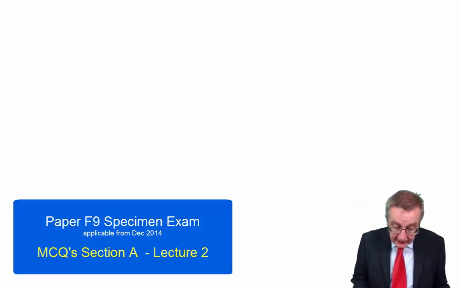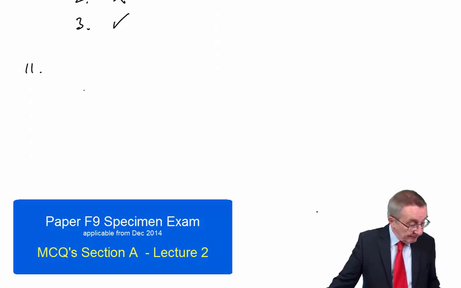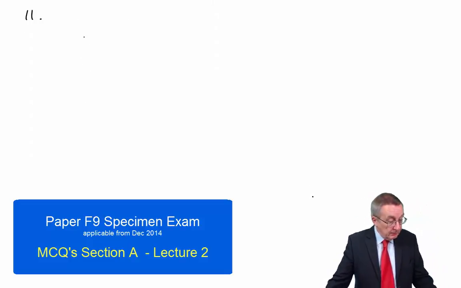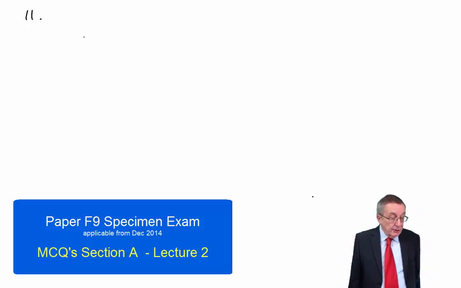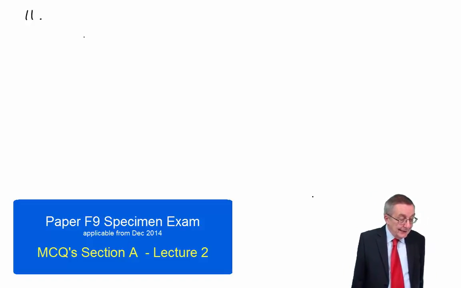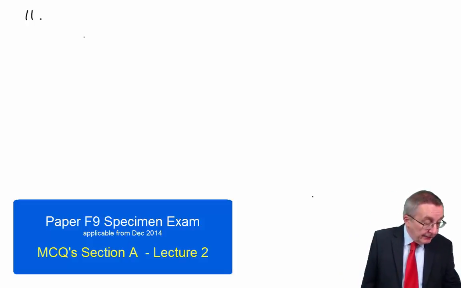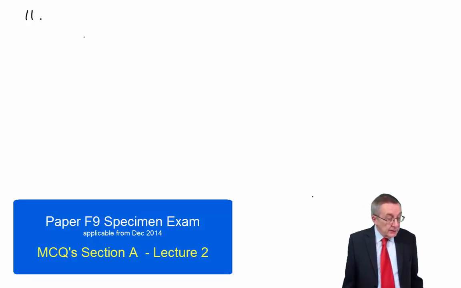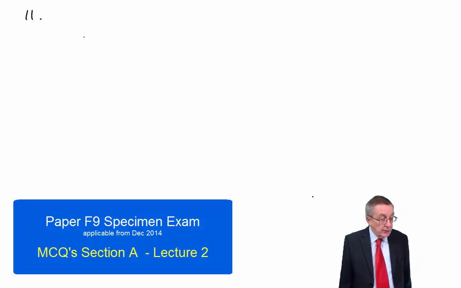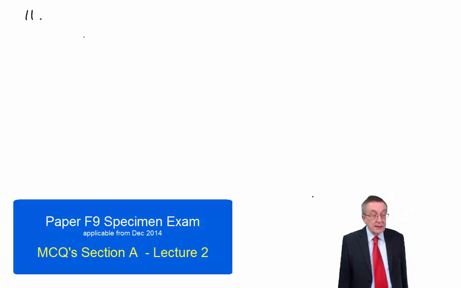All right, number 11. What is the operational gearing of CQB? If we look back at the following extracts from the statement of profit or loss of CQB: sales income, cost of sales, profit before interest and tax, and so on. 60% of the cost of sales are variable costs.